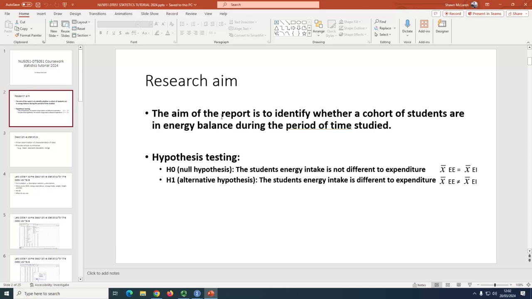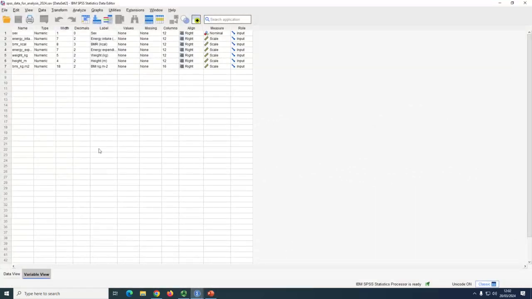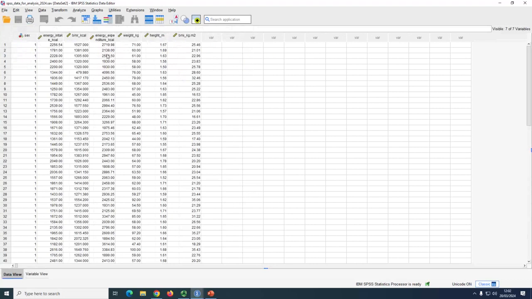Okay, shall we do some descriptive statistics? If you remember last week, we did this. So go to your data set. There you can see we've got all of our nice variables. In data view, you've got all of the actual data. And we can see there's energy intake and energy expenditure for everyone, all in calories.